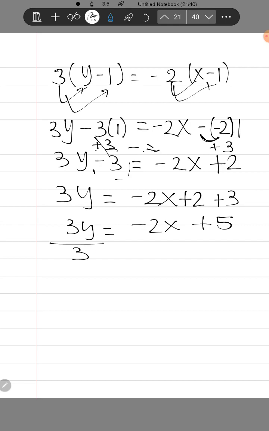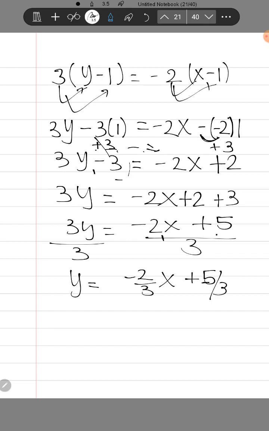Divide both sides by 3. Y is, it's just 1y, minus 2 over 3x plus 5 over 3. So this 3 can divide both separately. So this is what? The equation of the graph.